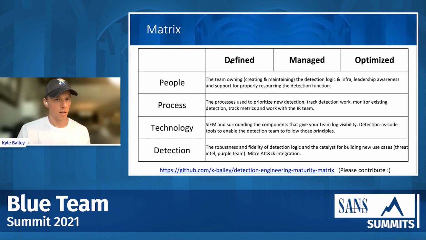Okay, so the matrix is laid out in this way, and I have it on GitHub, so feel free, it's there. I would love pull requests to it to improve it, or tell me that this makes no sense, and let's change it. I would love to sort of collaborate on it with the community. So I have on the left here broken down into 4 rows: people, process, technology, and then I also added detection. So people, of course, talking about the team owning, creating, and maintaining the detection logic and infrastructure. And then also kind of leadership awareness and buy-in for properly resourcing this detection function.